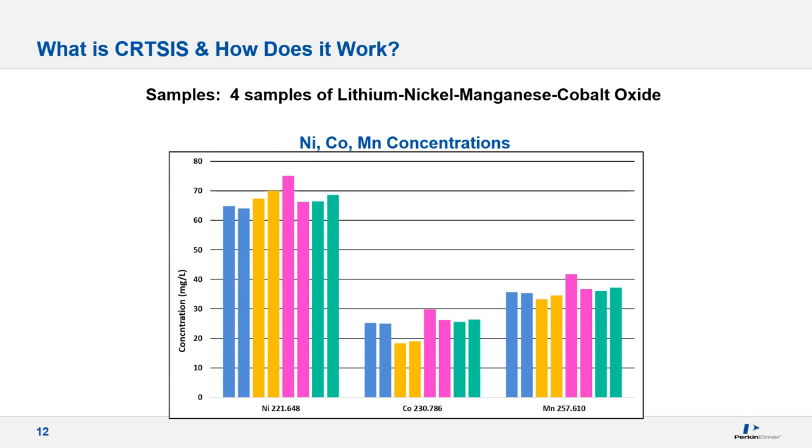The analyte concentrations are shown on this slide and represent the concentrations in solution after sample preparation. All samples fell within the same general range, from about 20 ppm for cobalt up to about 65 ppm for nickel. The customer is happy with these results and has implemented this methodology.